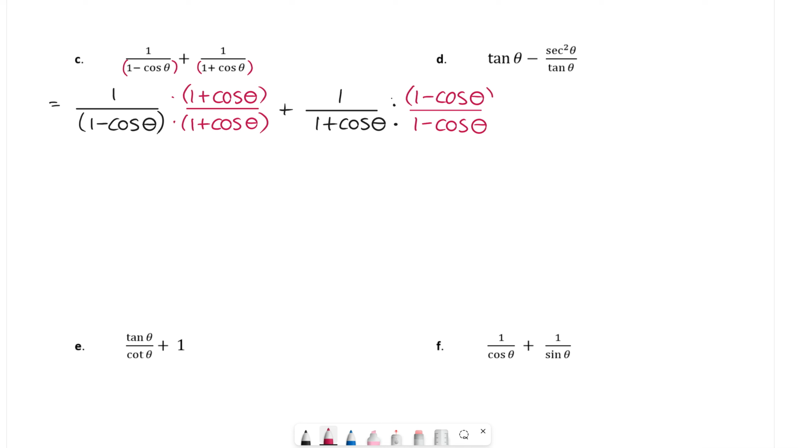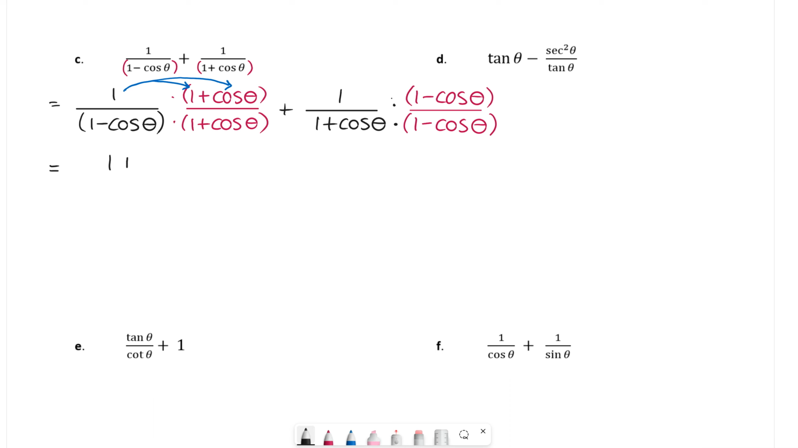So these things that are written in red are all ones, so we are not changing the problem, because when you multiply by 1, you're not changing anything. Okay, so this 1 needs to distribute to that 1 and to this cosine. So 1 times 1 is just a 1.